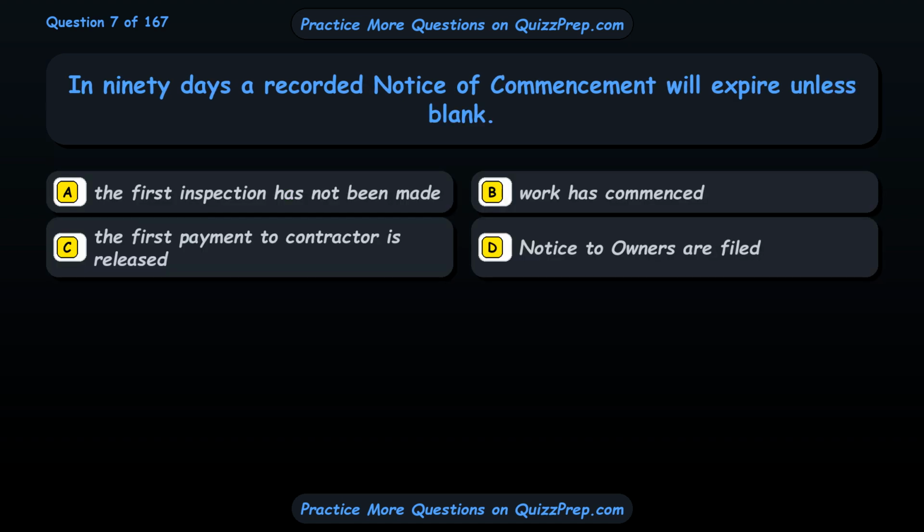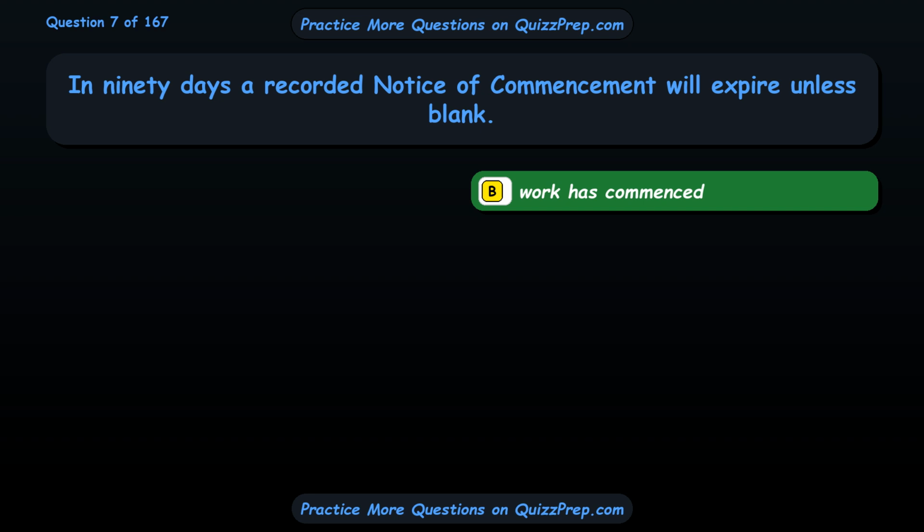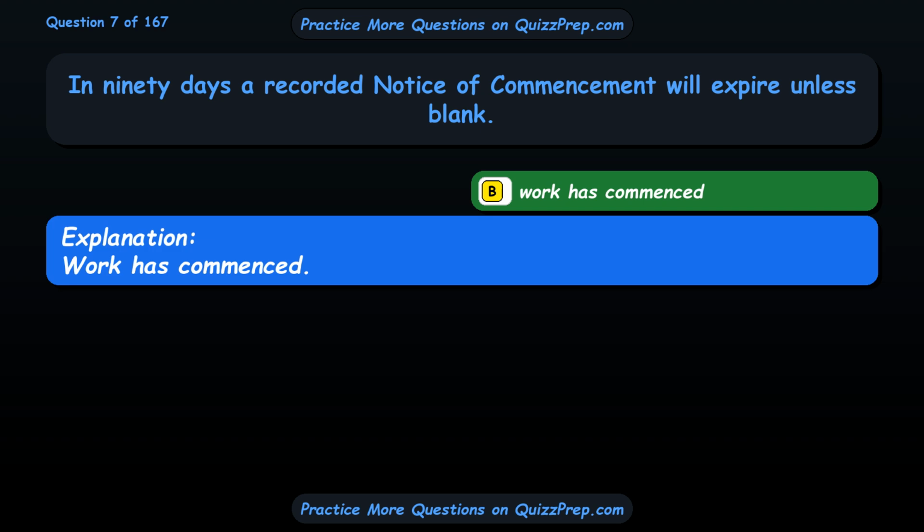Question 7. In 90 days a recorded notice of commencement will expire unless blank. Option A, the first inspection has not been made. Option B, work has commenced. Option C, the first payment to contractor is released. Option D, notice to owners are filed. The correct answer is option B, work has commenced.